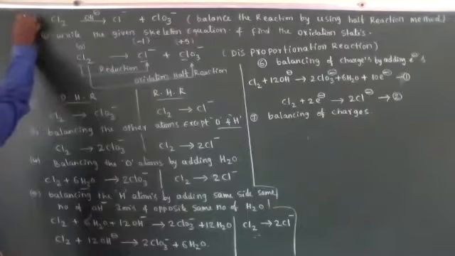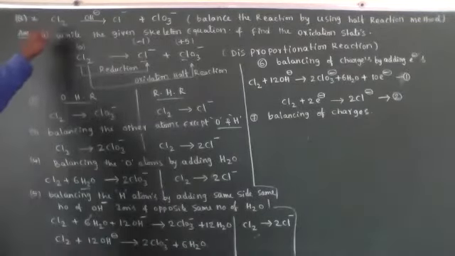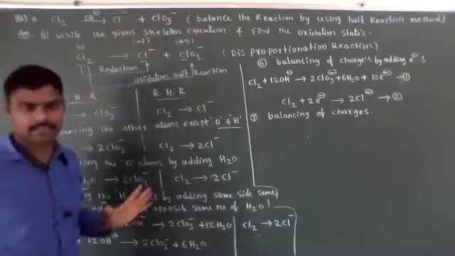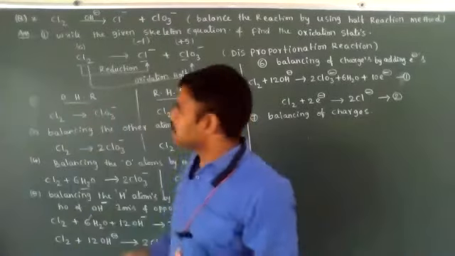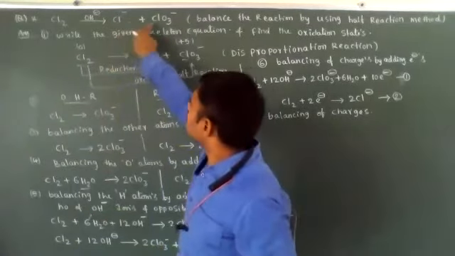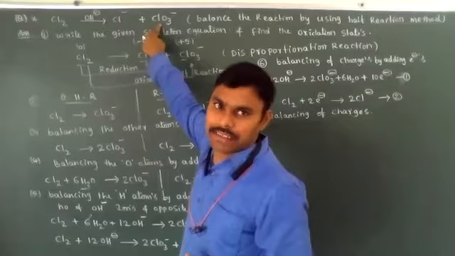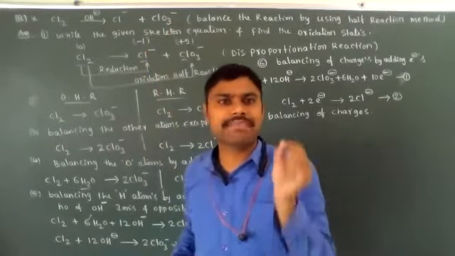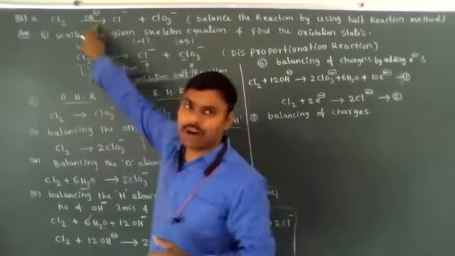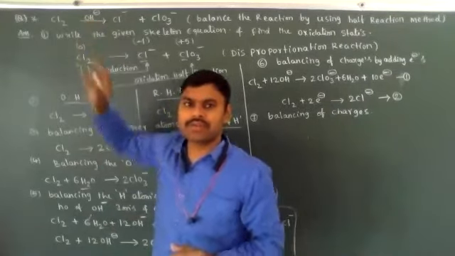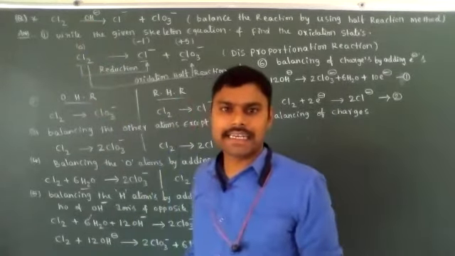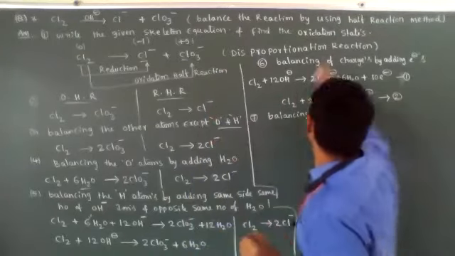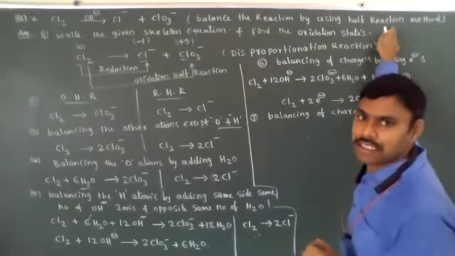See, Cl2 is converted into Cl minus plus ClO3 minus. So this equation we have to balance in basic medium. On the arrow mark, OH minus is present. What does that indicate? It indicates that the reaction we need to balance in basic medium by using the half reaction method.